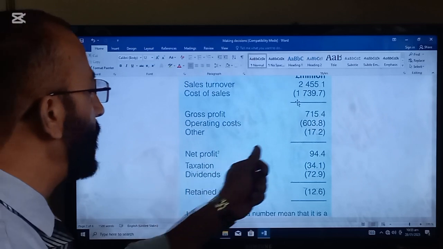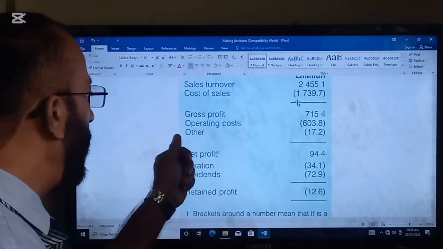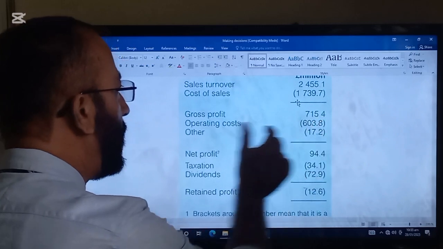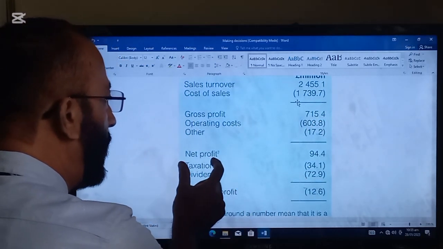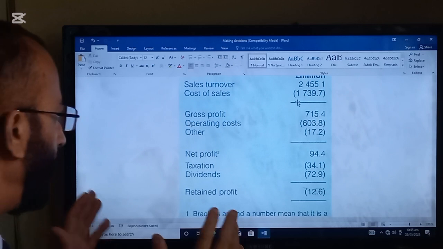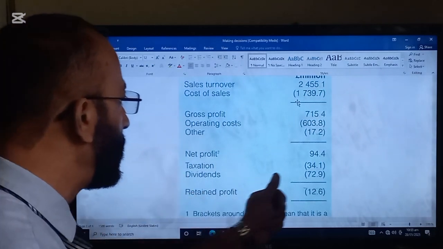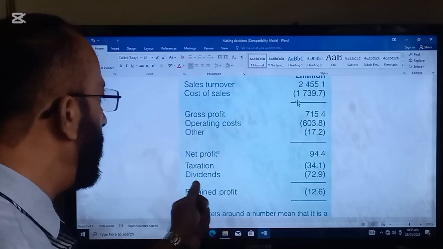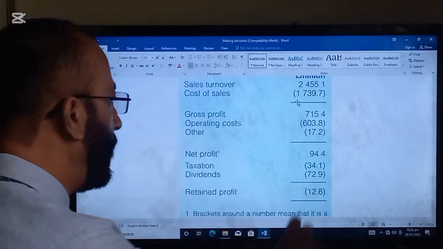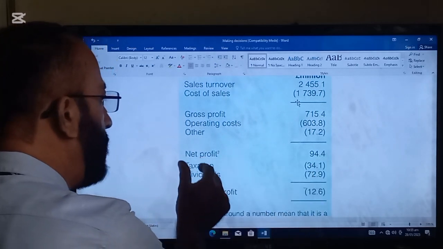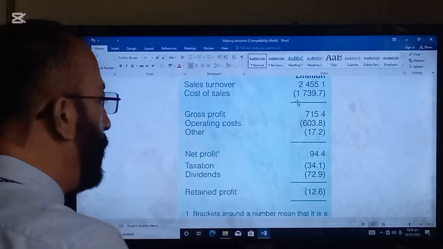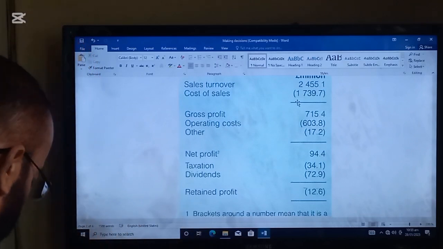Operating cost for the business is 603.8 and other costs are 17.2. When these two figures are subtracted from the gross profit, we will get net profit. Taxation applied on the business is 34.1 million pounds. Dividend given to the shareholders is 72.9 million pounds. When these two figures are subtracted from the net profit, we will get this figure that is negative, that is the retained profit of the business.